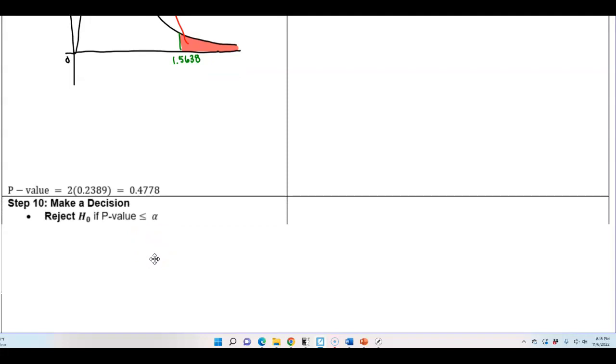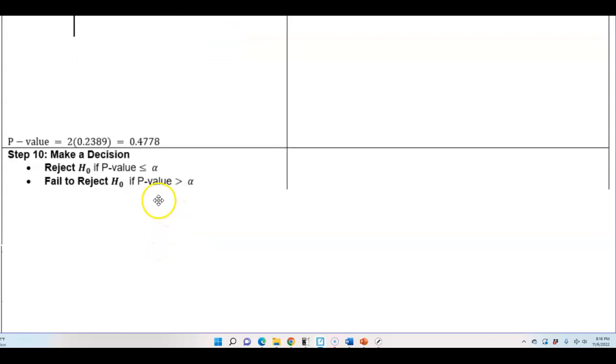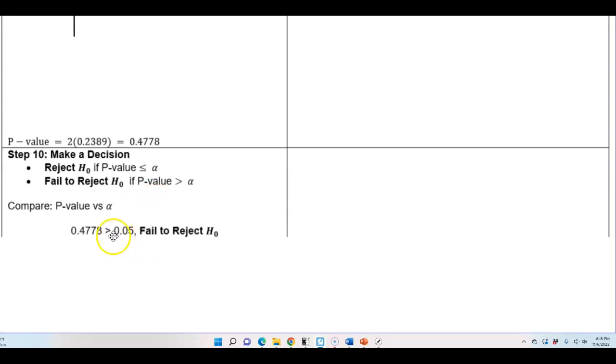So we're going to make a decision. We reject the null if the p-value is less than or equal to the significance level alpha. We fail to reject the null hypothesis if the p-value is greater than the significance level alpha. Comparing the p-value versus alpha, we saw that the p-value is 0.4778, which is greater than 0.05. Therefore, we fail to reject the null hypothesis.